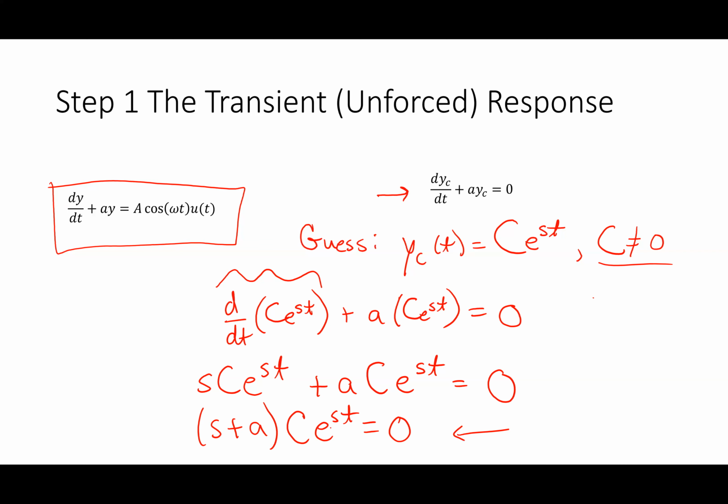Is e to the st ever 0? Mathematically, no, it never is. At t equal to negative infinity, whenever that was, back before the Big Bang or whatever, but I can never get there, right? So e to the st is never 0. So the factor that has to be 0 is s plus a. That means s equals negative a, right? So what I end up with is that y sub c, very simply, is e to the negative a t, okay? All right, so that ends up being that piece.